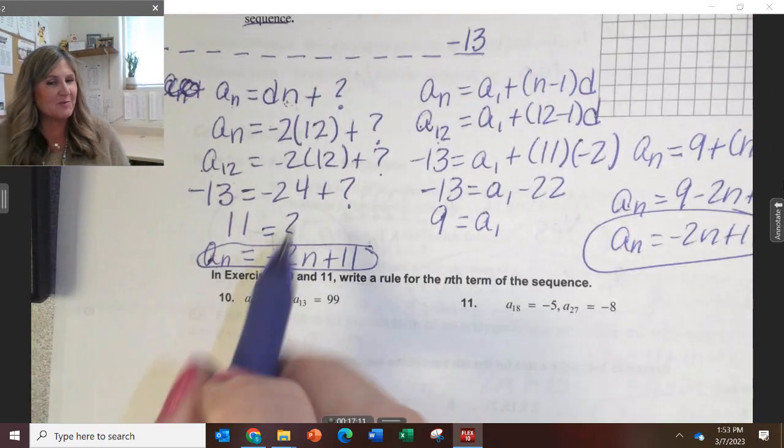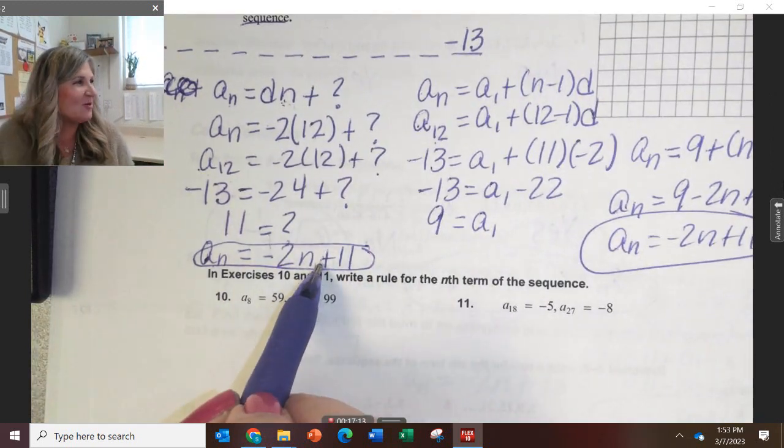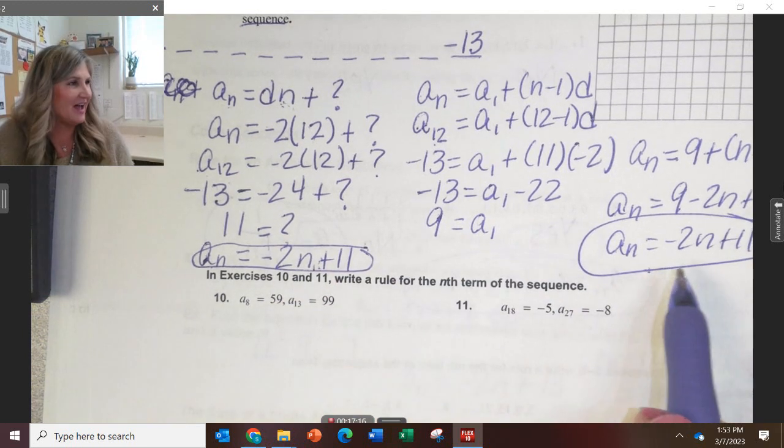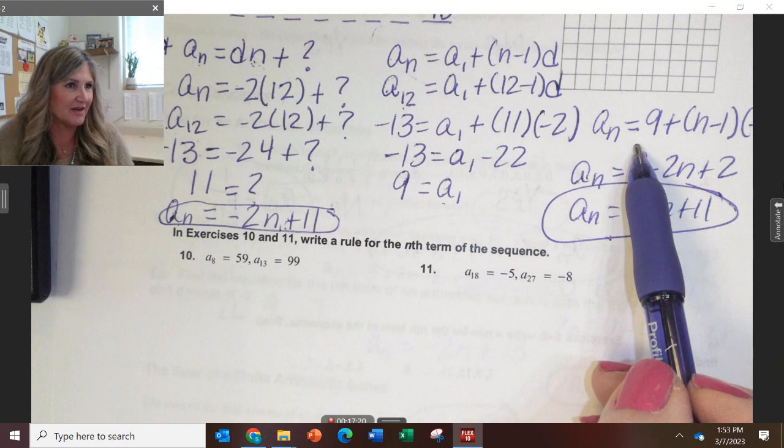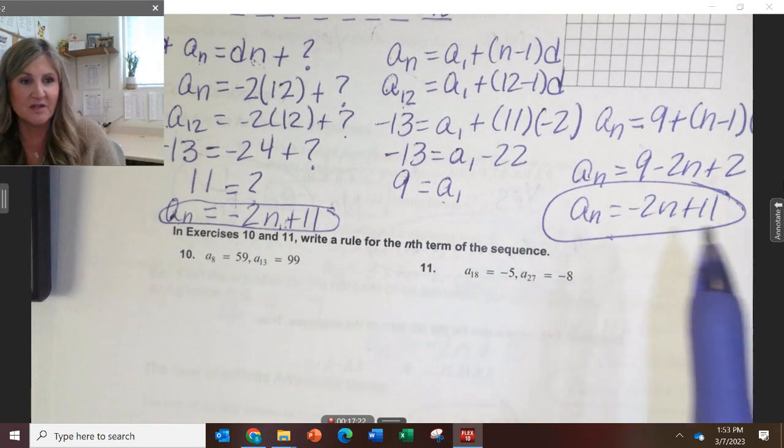Can you see why I prefer this one? It's so much faster than going through all of that. Because with this one, you have to find a sub 1, then use that a sub 1 again. So it takes a really long time.